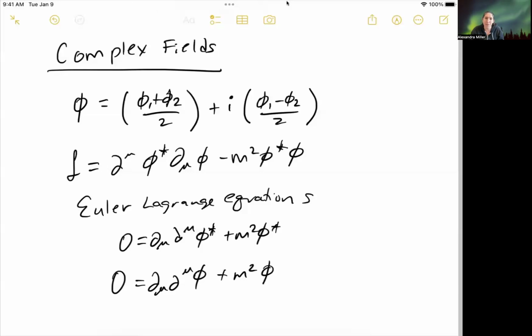All right, so that's a little bit about dealing with Lagrangians with more than one field, and in particular, combining those fields into one complex field.